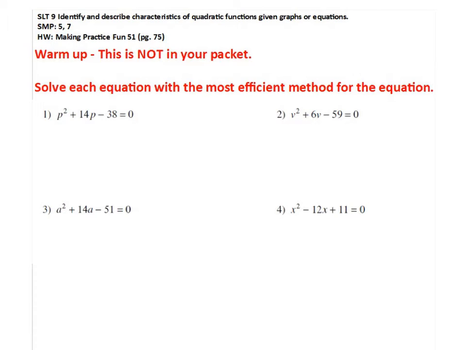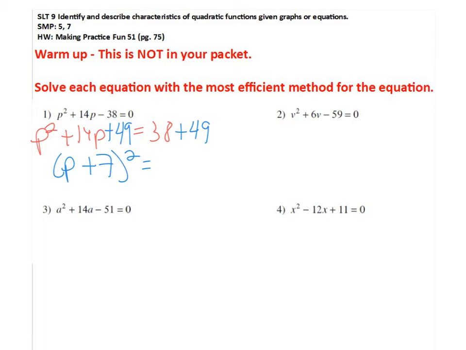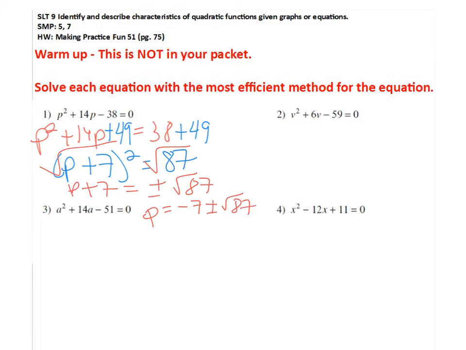Okay, so number 1 doesn't factor. Nothing multiplies to 38 that adds to 14. So I'm going to complete the square. Move the 38 to the right. Half of 14 squared is 49. So now we can factor the left. Square root both sides. So that's plus or minus root 87. And move the 7 over. So we get negative 7 plus or minus root 87.